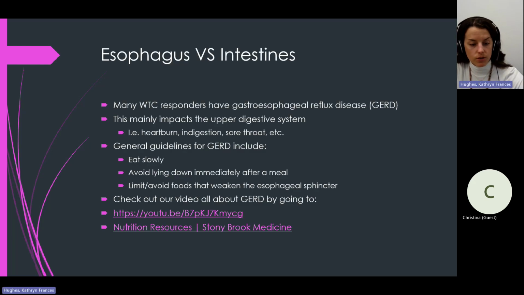I just wanted to point out that we have our esophagus, which was up here, but then we also have our intestines. And many of our patients do have gastroesophageal reflux disease, that GERD as we know it. This mainly impacts the upper digestive system and can cause things like heartburn, indigestion, agita, etc. The general guidelines for GERD are to eat slower, avoid lying down directly after a meal, try to not eat too much at that meal, and avoid things that weaken the esophageal sphincter: alcohol, caffeine, the acidic foods.